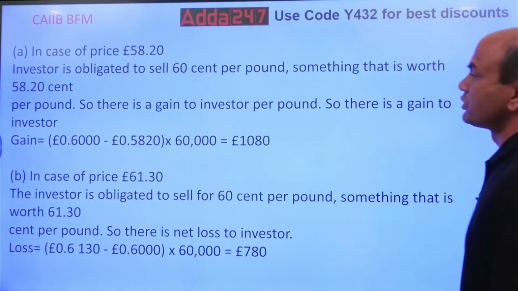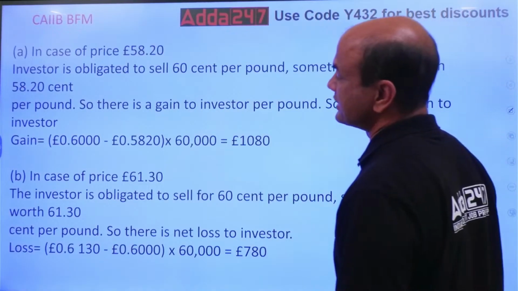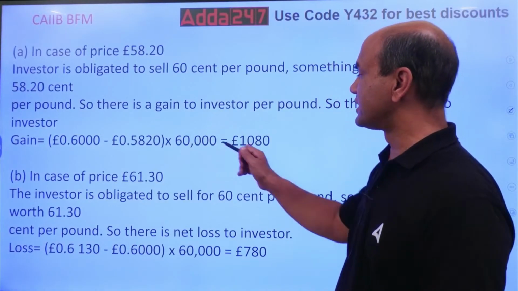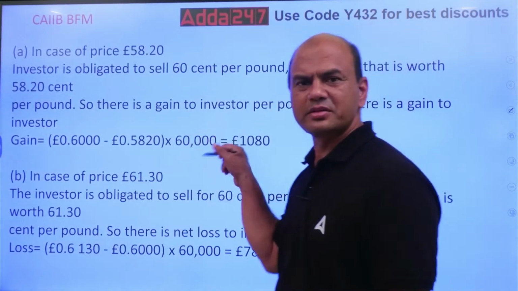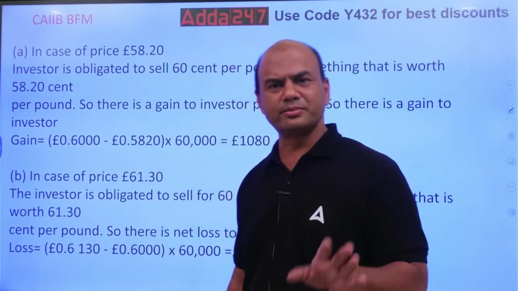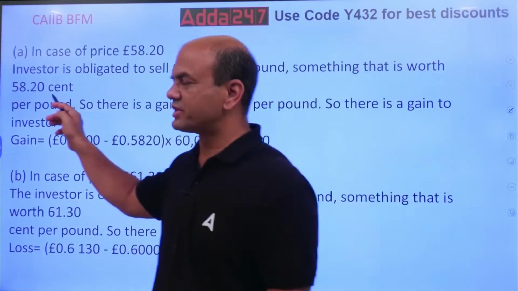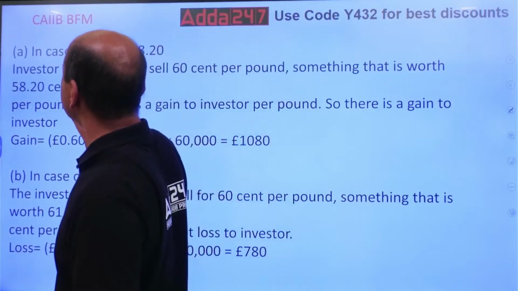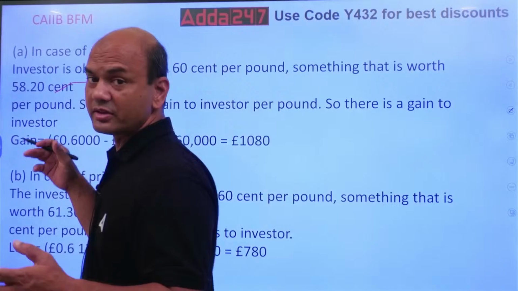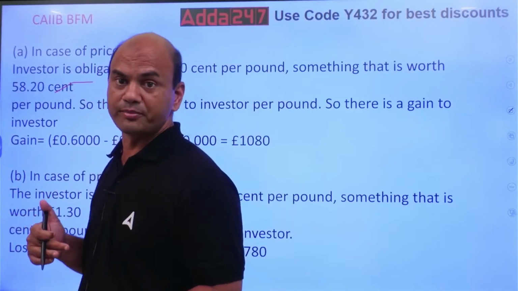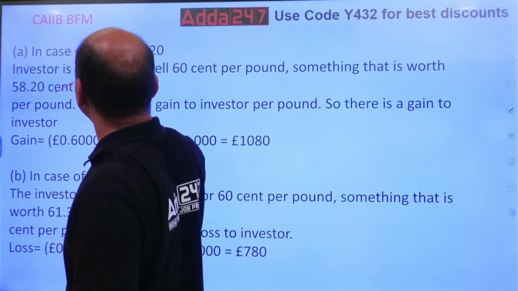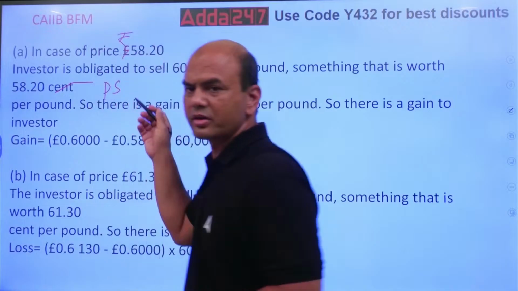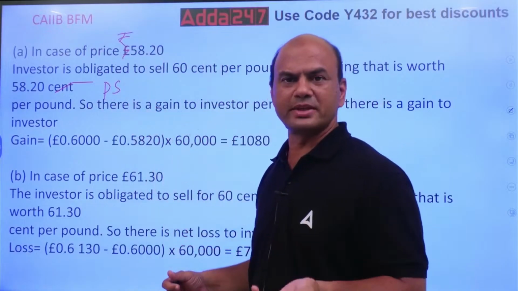So there is a gain to the investor of 0.6 minus 0.5820 into 60,000. What are all these calculations? See, a rate is very simple. This 58.2 cents, I'll call it rupees, to keep it simple, because cent is also a term used in your BFM. Let's call this paise and this rupees. Wherever we have pound, call it rupees. Wherever we have cents, call it paise.